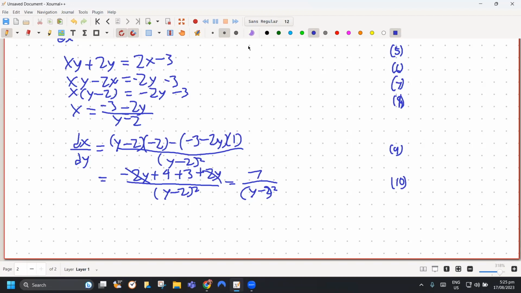x plus 2, xy plus 2y. And then simplified.